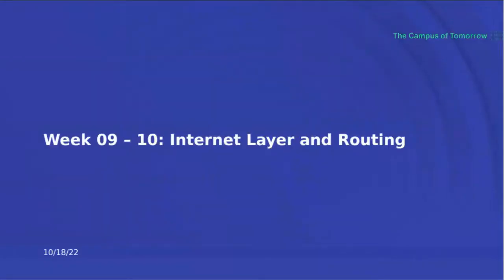Okay, this is CIS1103 week 9 and 10, internet layer and routing.